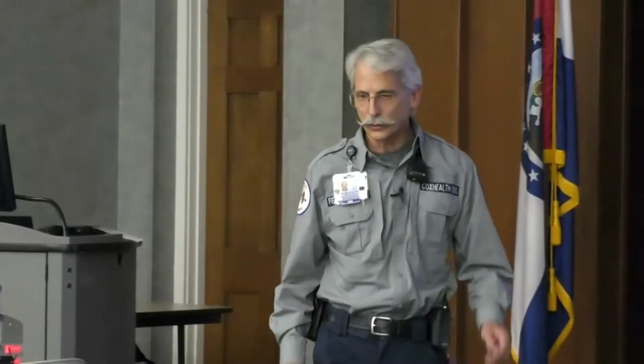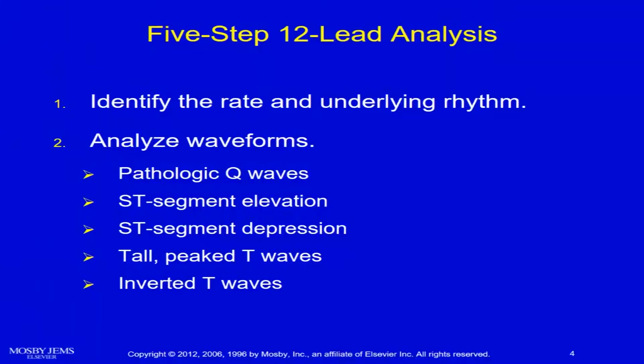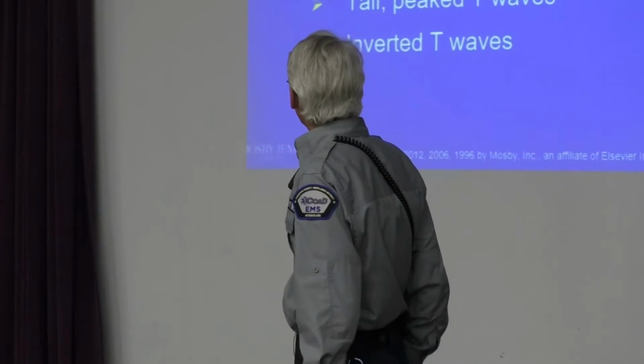So we're going to do a 5-step analysis. When you think of something you want me to explain, just tell me and we'll get it explained, all right? But it's basically identify the rate and the underlying rhythm. Why do we do that? Aren't we looking for ST elevation? Don't we want to know a STEMI? Why are we looking for rate and rhythm?